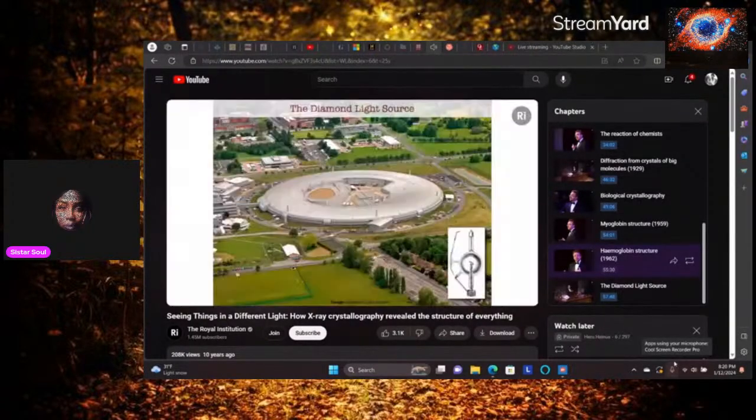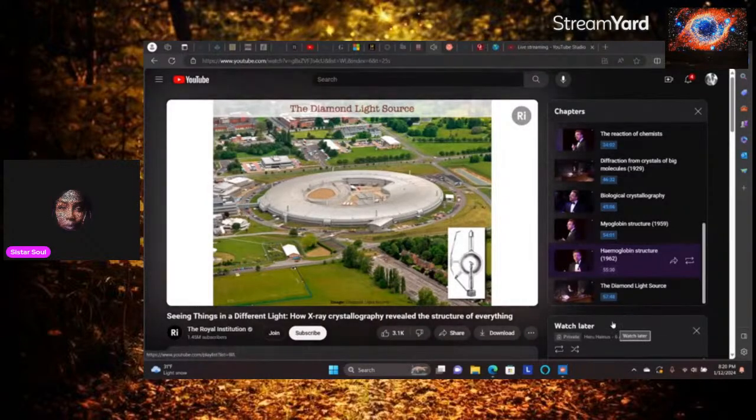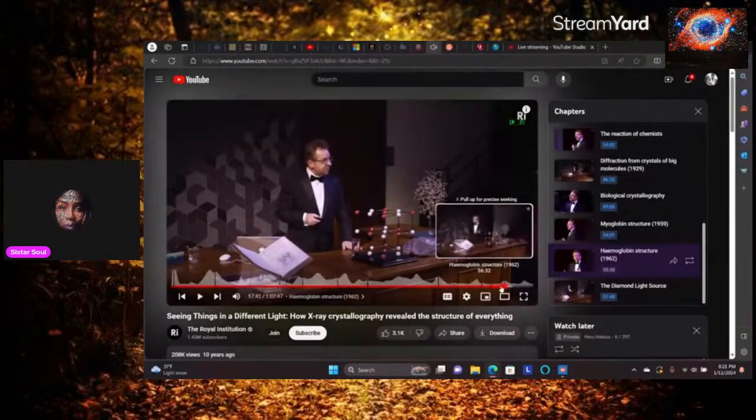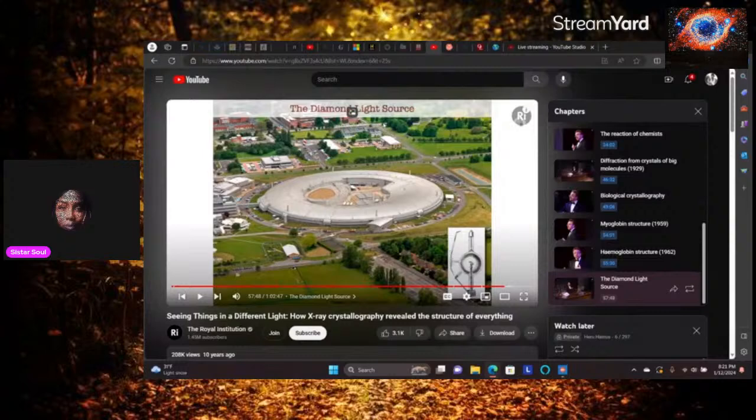The kit's a bit better, so rather than a Crookes tube, which is what the Braggs started out with, we've got one of these. This is a particle accelerator. It nestles in the Oxfordshire countryside.